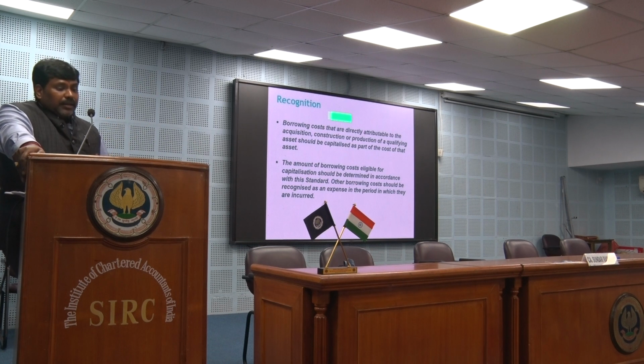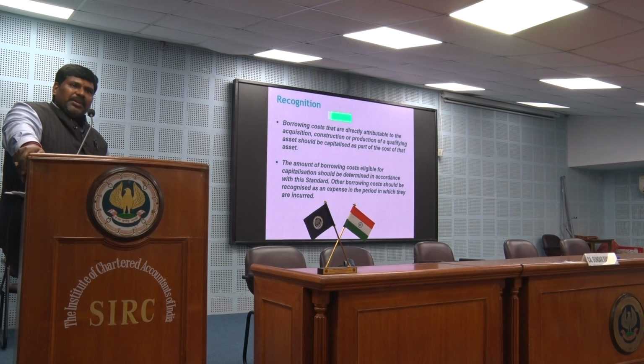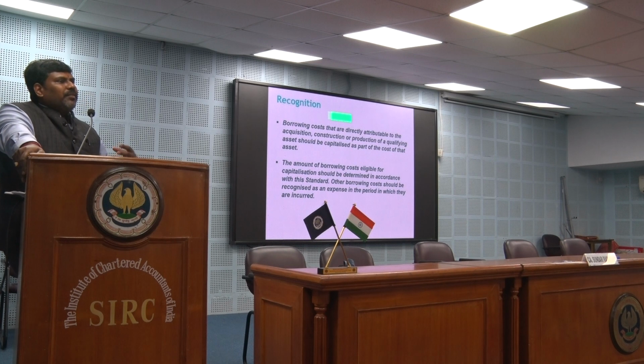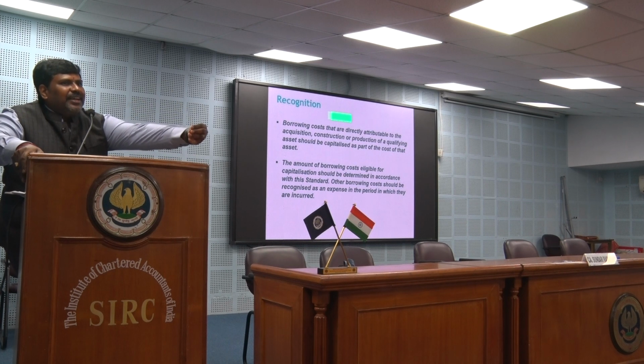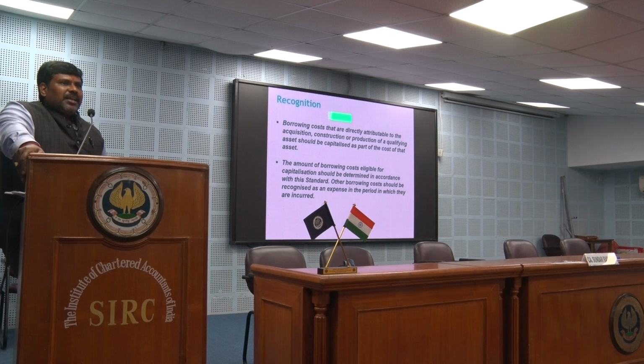Next comes the quantification with respect to the interest that needs to go to the capitalization. That depends upon whether the borrowing is specifically identified or not. If it is specifically identified, there is no problem. There is only one borrowing. There is only one bank loan for the entire project. You got an Indian bank loan for 100 crores at 12% interest.